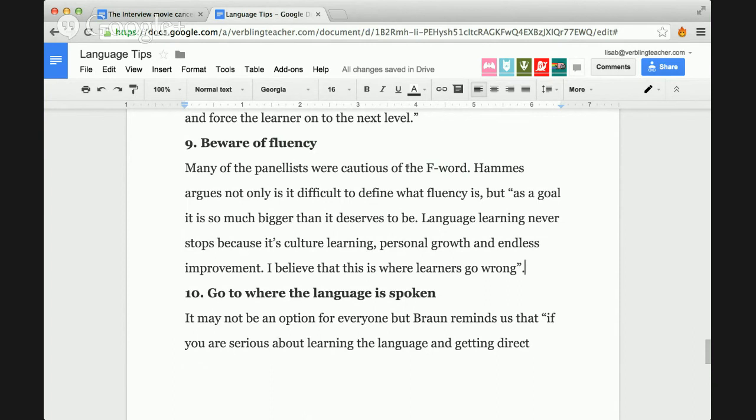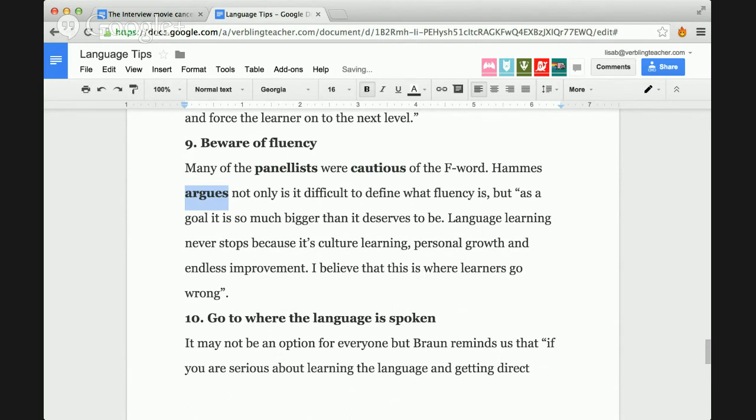All right, so many of the panelists, so again, the people who were talking about this issue on the panel, and the group of people, they were cautious. Cautious means they didn't really want to say too much about it, maybe. They didn't want to make it bigger than it really needs to be. So she argues, to argue something means she gives her point of view. So she thinks it's not only difficult to define, like what is fluency?